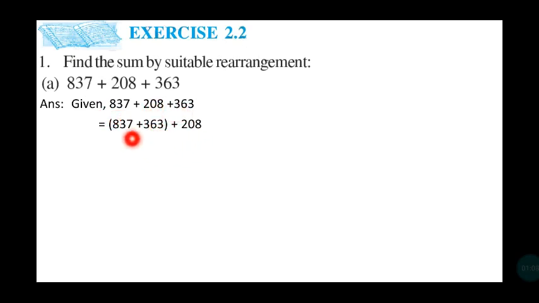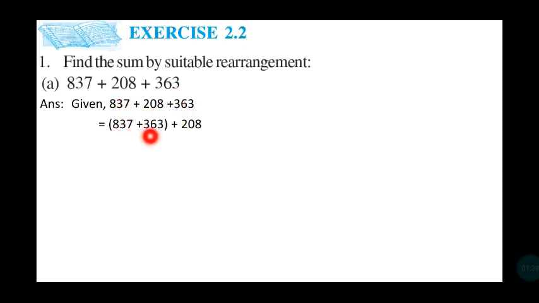Now for that, there is one trick. We have to see only the unit digits, and the addition of those two should be 10. See, first 7 and 8: what is the addition of 7 and 8? 15. But we want 10. Okay, so let's see the second pair. 7 and 3: what is the addition of 7 and 3? 10. Okay, so we add these two numbers first.